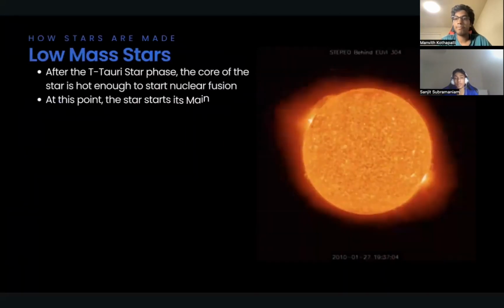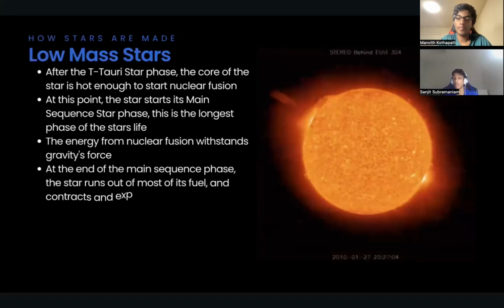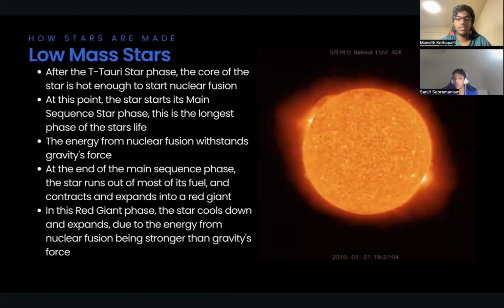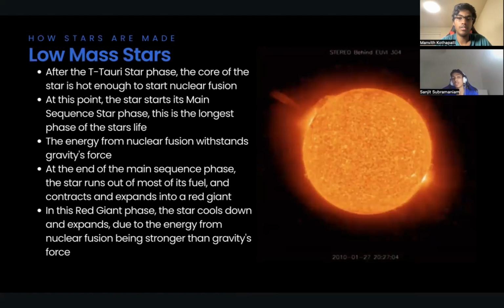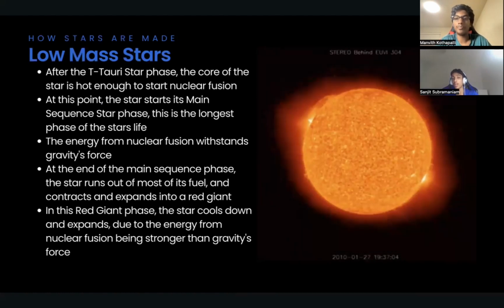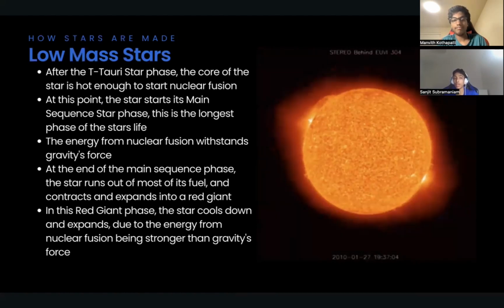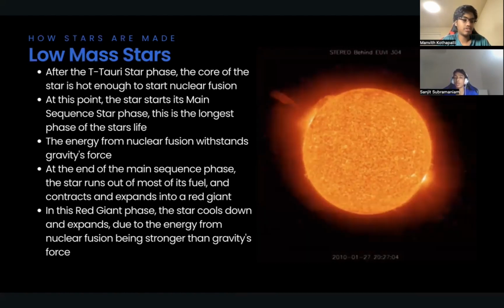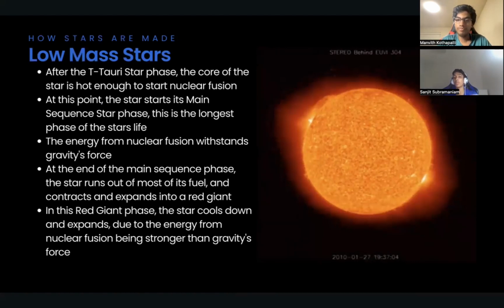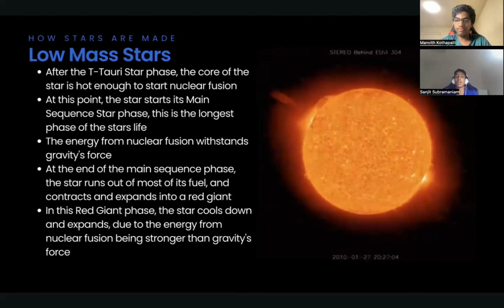So, low mass stars. After the T-Tauri phase, there's enough heat in the star's core to start nuclear fusion. At this point, the star's main sequence phase starts. This is the longest period of the star's life, spending most of its time in this stage. During this period, hydrogen is fused in the core, like we said before, for the most part creating helium in the core as well. The energy created from nuclear fusion counteracts the force of gravity, establishing a long period of hydrostatic equilibrium. It's basically where both the forces are balanced.